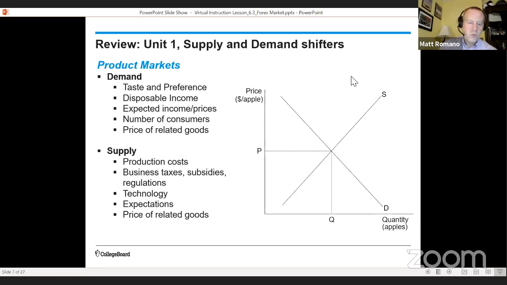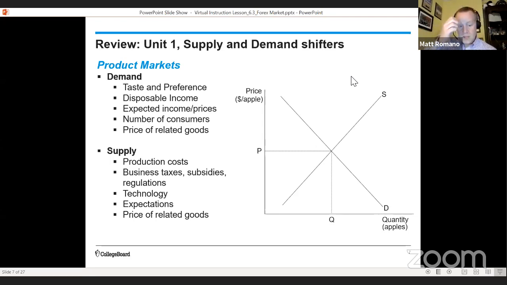And we see some reasons for that here. Production costs could cause that. Business taxes, subsidies, regulations could obviously affect how costly it is to produce a good. Technology is going to affect whether or not it's easier or harder to produce a good. If there's new production technology in a market, then you're going to see increases in supply. Expectations of revenue, expectations of prices could affect decisions in terms of how much manufacturers are going to bring to the market. So that's also a shifter of supply.